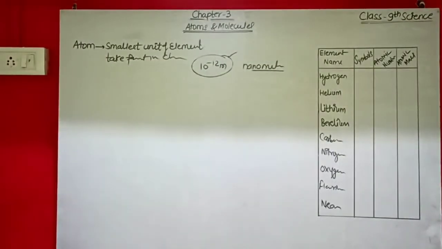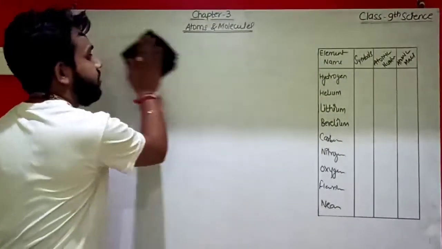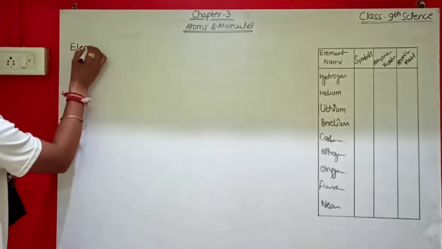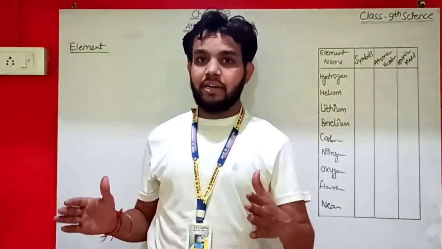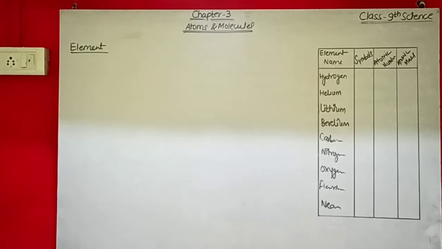Okay. So next is element. Student, what is element? Element is a collection of small particles. These particles are known as atoms. ओके. छोटे छोटे एटम्स मिलकर क्या बनाते हैं? एलिमेंट. These particles are known as atoms.